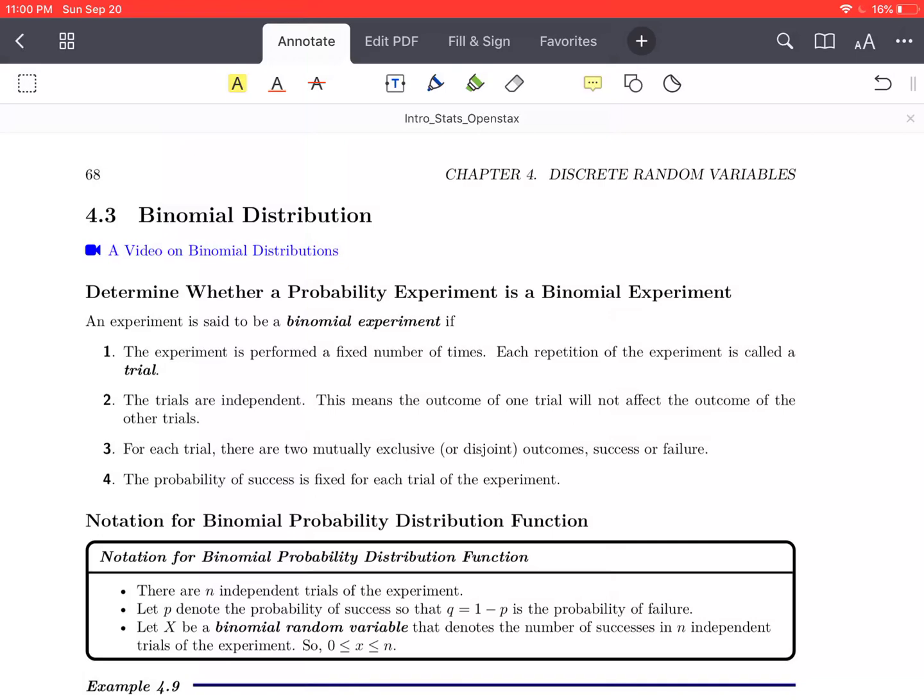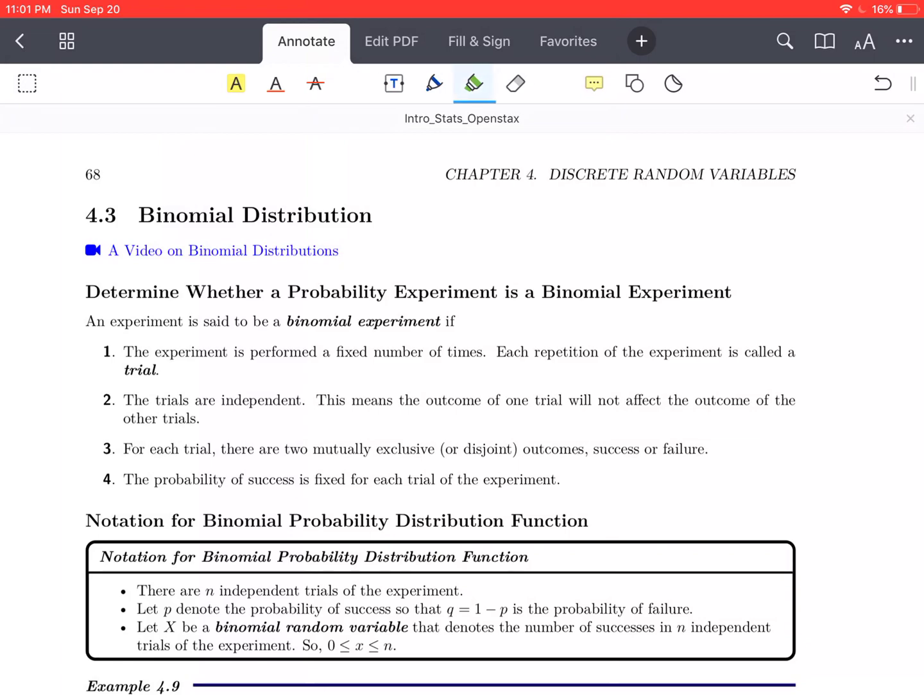Here in section 4.3, we are going to talk about a binomial distribution. This is a specific type of discrete probability distribution. And when we say binomial, bi meaning two, these are probability experiments that have two distinct outcomes.